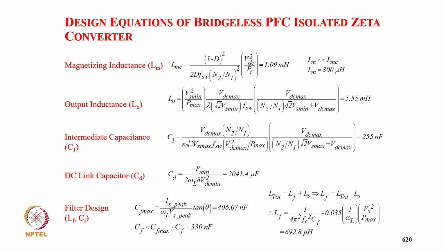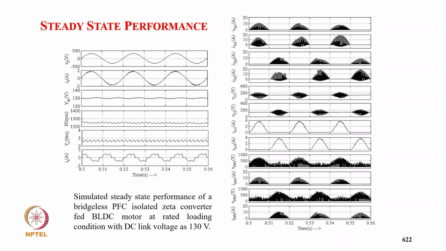And these are the calculated values. So we get the magnetizing inductance 1 millihenry, and select 300 microhenry to make the converter operate in discontinuous mode over a wide input voltage range as well as a wide load range change, and output inductor 5.5 millihenry, and the remaining parameters remain the same as selected.